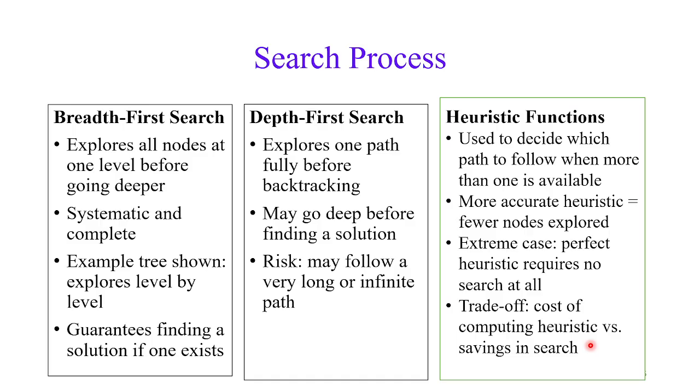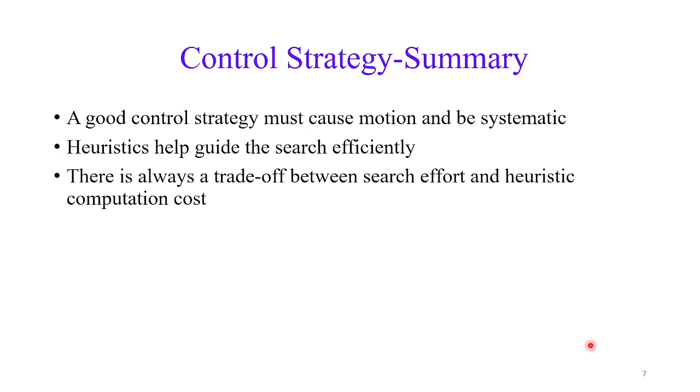So to summarize whatever we covered, we started by talking about what a control strategy is and why it is important. We talked about two important requirements. First, a good control strategy must cause motion and it must be systematic. What do you mean by causing motion? You should ensure that you are moving towards the goal and you're not stuck in a loop. What is systematic? Ensuring states are explored in an organized and non-redundant manner.